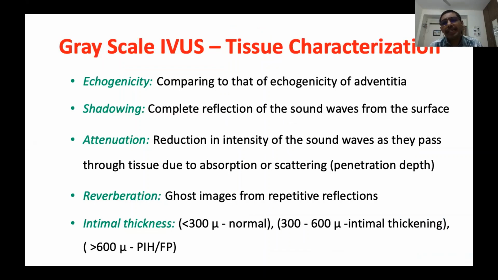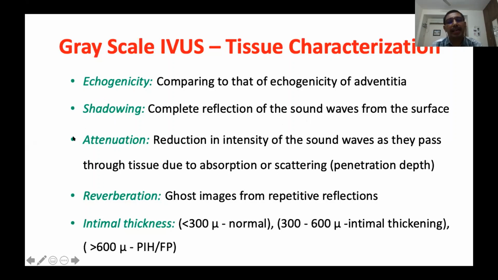So what are the basic characteristics you use for grayscale IVUS characterization? We use 5 parameters. One is echogenicity, in which the adventitial echogenicity serves as your reference. You just say whether it is more, equal, or less echogenic compared to adventitia. Second one is shadowing, which we have already explained. It is complete reflection of the sound waves from the surface, so that results in poor visibility of deeper structures. That is called shadowing.